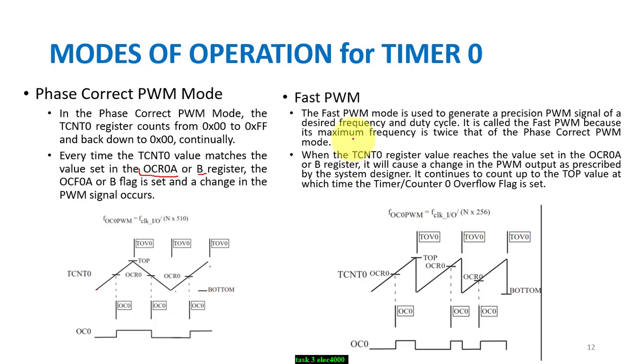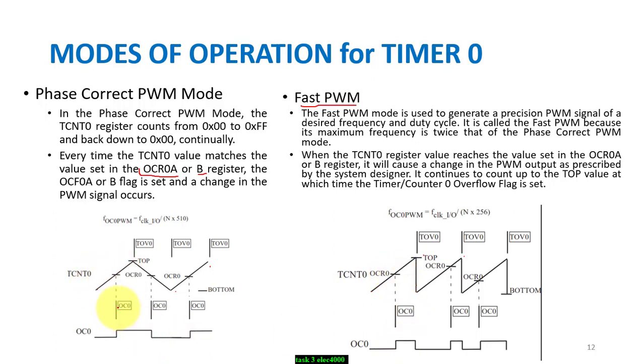Now the next one is fast pulse width modulation. In the fast pulse width modulation, the same idea. We count from 0 till top, from 0 till top, and once we reach the output compare register A or B, we toggle the output.